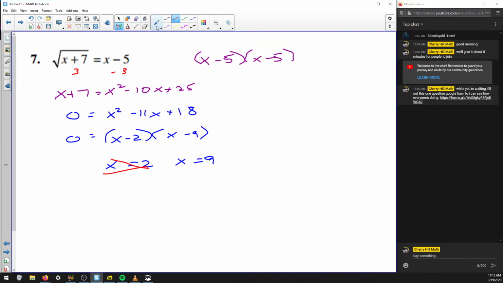If I check the 9, here's what I get. 9 plus 7, well, that's 16. The square root of 16, which is 4. And then 9 minus 5, that's also 4. So this one is good. So I'll say x equals 2 is extraneous because it made that whole 3, negative 3 situation, but the 9 is okay. And so that would be my only final answer for that one.